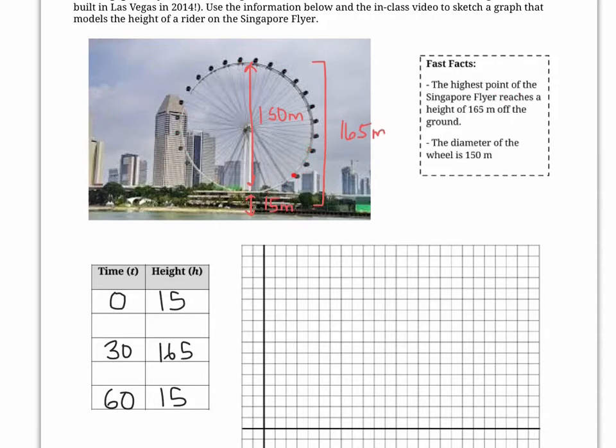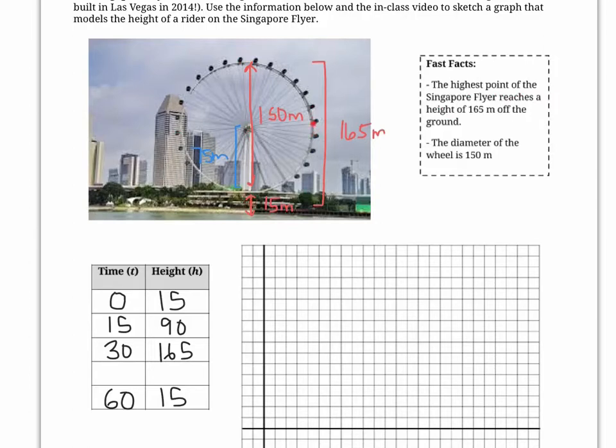Let's do the quarter mark. If it took us 30 seconds to get halfway through, it's going to take us 15 seconds to get a quarter up. And the question is, what is our height? Well, the radius of the wheel, so half of the wheel, is 75. But at this point, we're not 75 meters above the ground. We're 75 plus 15 meters above the ground, so that's going to be a total of 90. So we're 90 meters above the ground at the quarter mark. One more time: that's the radius of the wheel, so half the diameter, 75, plus the little stand, because we're right up here. So 75 plus 15.